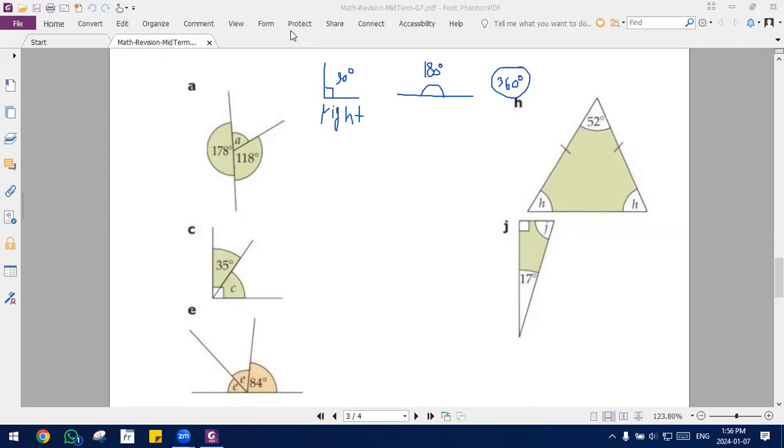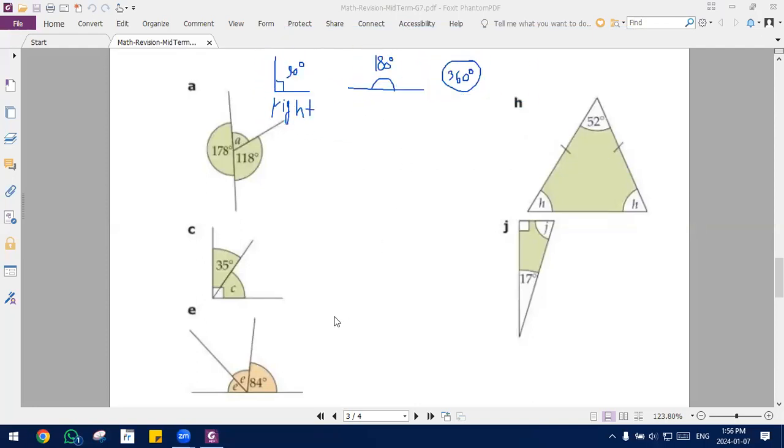Okay, what else you need to memorize for this chapter? We need to know that for any triangle that we draw, the sum of the interior angles is 180 degrees. For any quadrilateral shape, the sum of the angles is 360. Okay, let me keep those and let's try to solve.